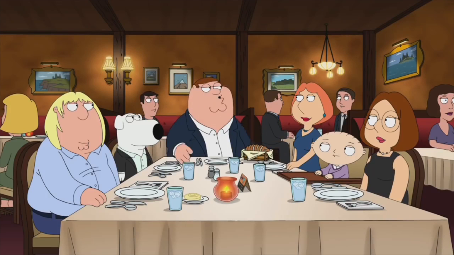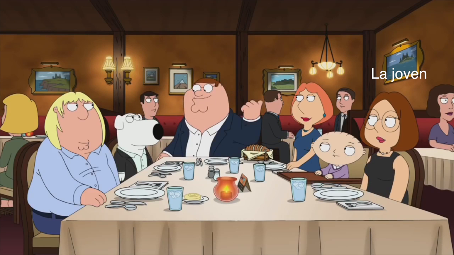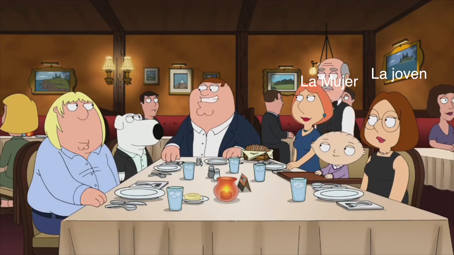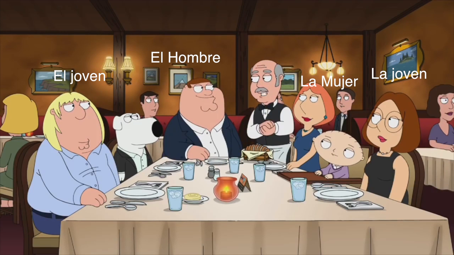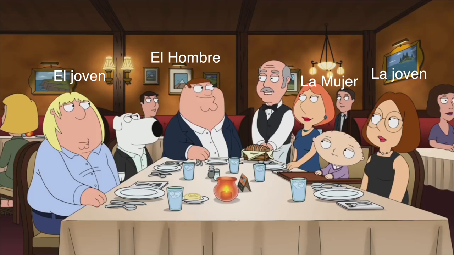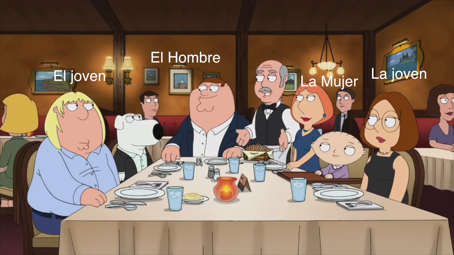Usando ser, podemos decir que Margarita es la joven, que su mamá Luisa es una mujer, y su padre Pedro es un hombre, y su hermano también es un joven. So as you can see, ser here is being used to describe the person's age, nothing specific, but tener could also be used when it comes to age.